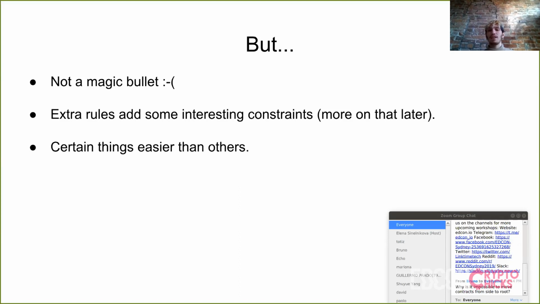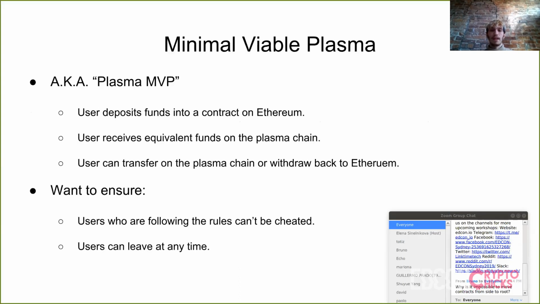When you add extra rules, you also add these interesting constraints that we'll talk about later. And certain things are easier than others, right? Certain things you can do on a sidechain that are almost impossible to do on a Plasma chain. But the reason that they're almost impossible is actually also what makes Plasma chains so secure. And we will talk about that.